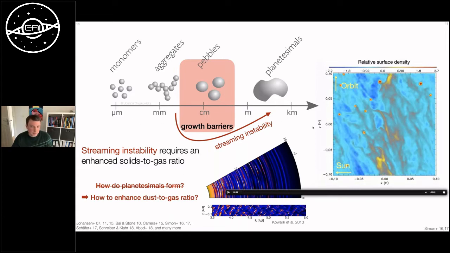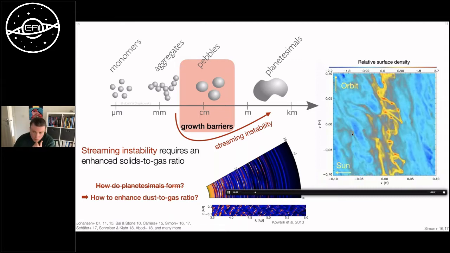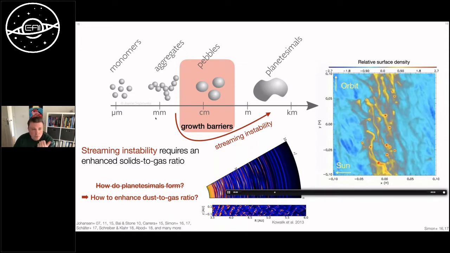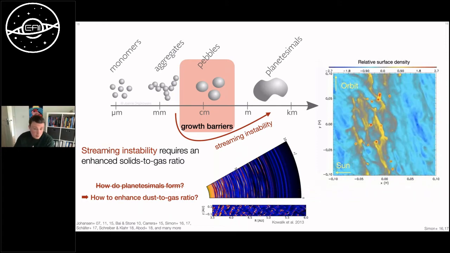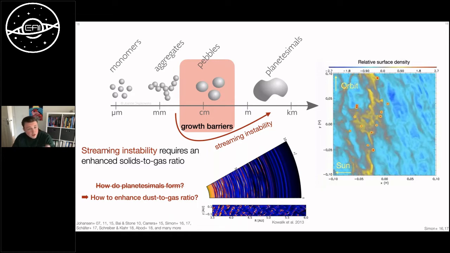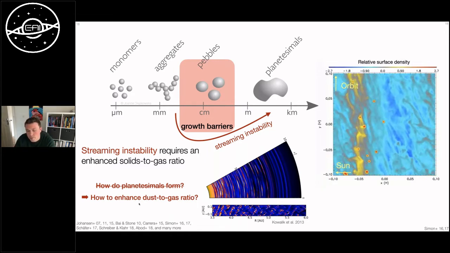centimeter-meter barrier. So if this mechanism works, like it's illustrated here in that right-hand side video, to directly form kilometer or 100 kilometer sized planetesimals from millimeter sized dust grains, this changes the question from how the planet formation process nucleates to how we can enhance the dust to gas ratio from an astrophysical point of view.